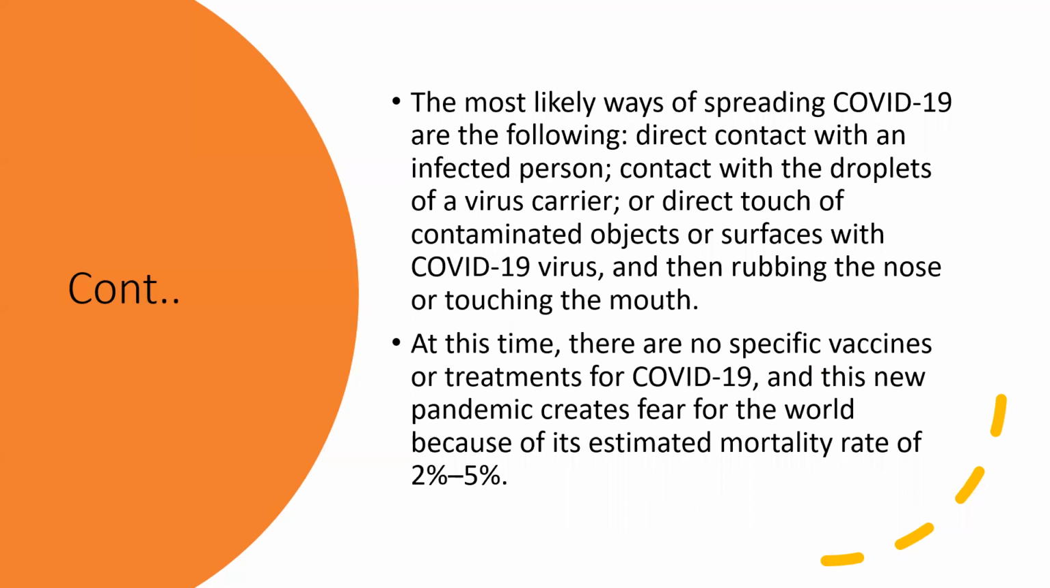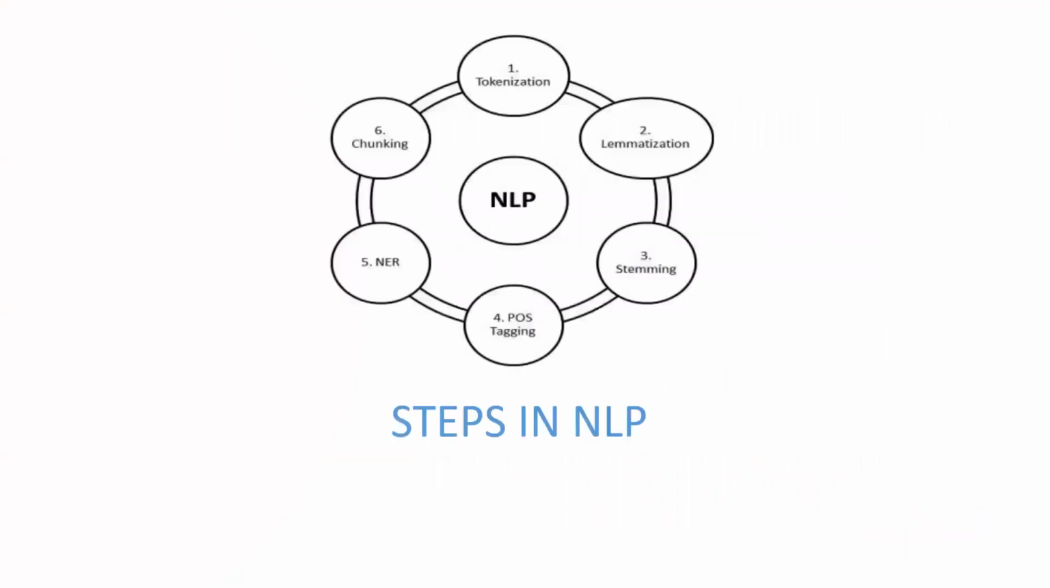Now, the most likely ways of spreading COVID-19 are the following: direct contact with an infected person, contact with the droplets of a virus carrier, or direct touch of contaminated objects or surfaces with the COVID-19 virus, and then rubbing the nose or touching the mouth. At this time, there are no specific vaccines or treatments for COVID-19, and this new pandemic creates fear for the world because of its estimated mortality rate of 2%. These are the tweets posted by Indian citizens all over India on Twitter.